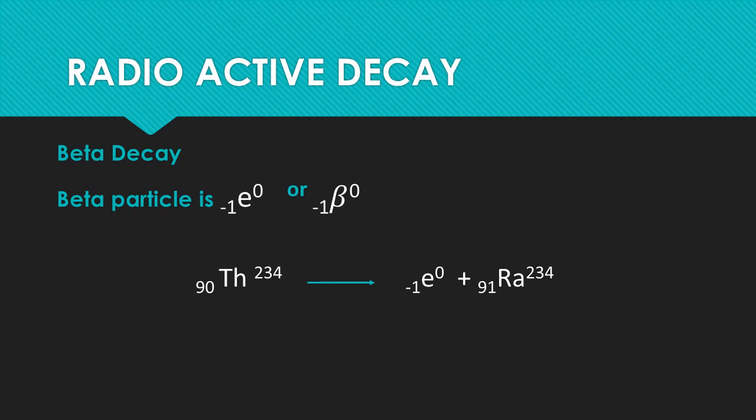This example shows the decay of thorium by releasing a beta particle. Thorium has atomic number 90 and mass number 234. When it releases a beta particle, the new atom has atomic number equal to 91. So the atomic number increases by 1. The mass number does not change, 234, same as the thorium atom. This is the case of beta decay.